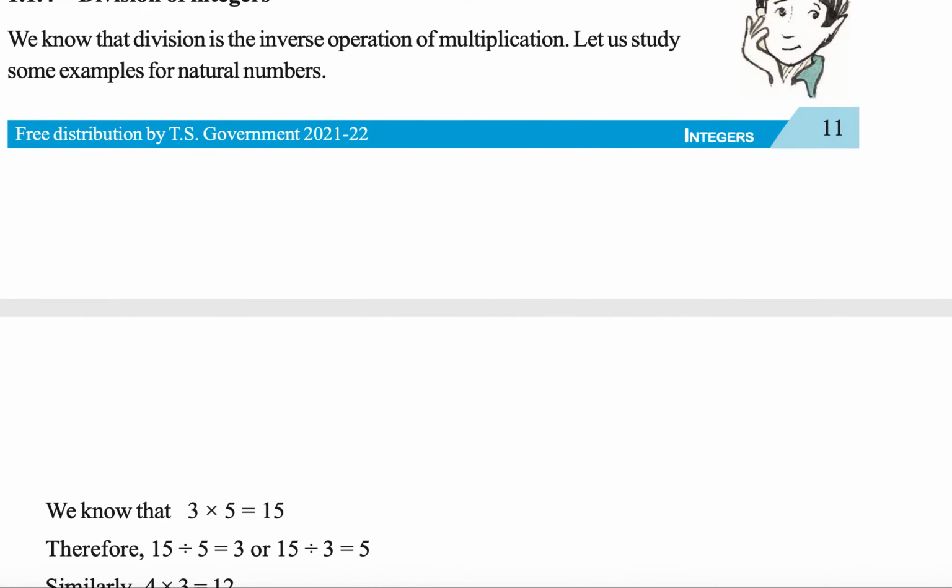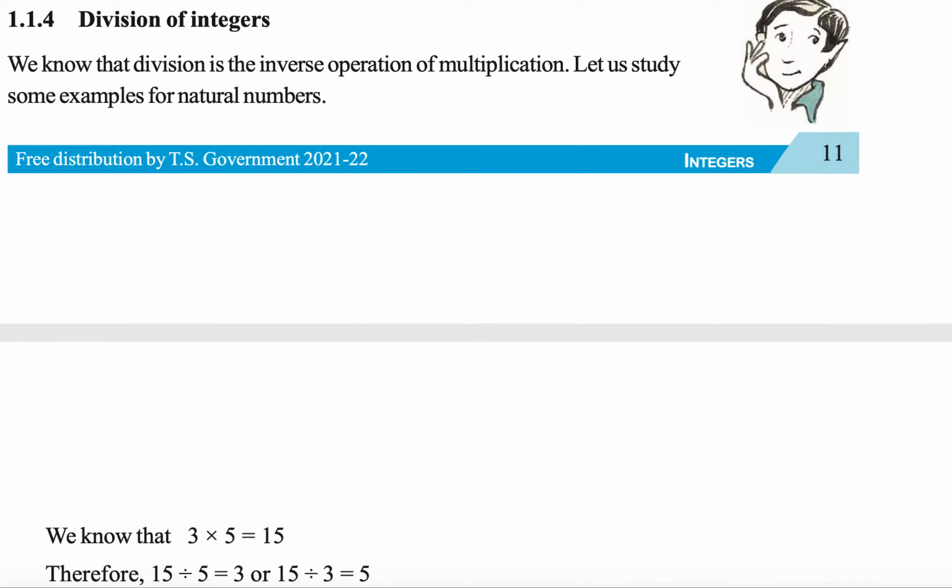We are looking at the first chapter of 7th standard mathematics. This is where we stopped in the last class, division of integers. We know that division is the inverse operation of multiplication. Let us study some examples for natural numbers.